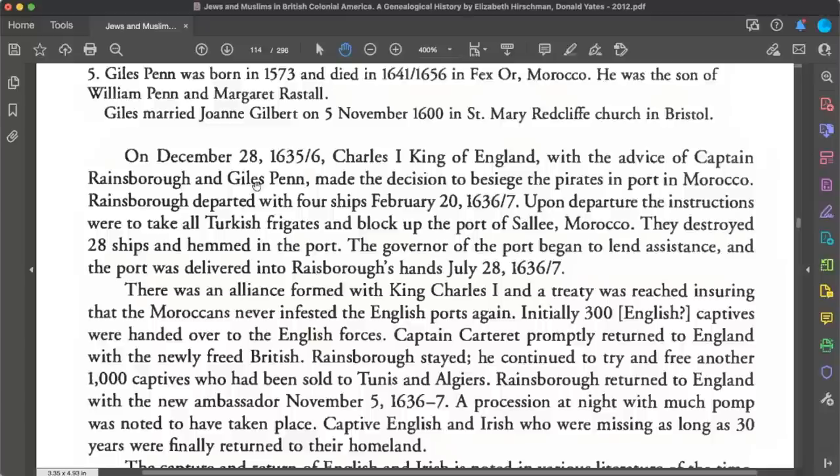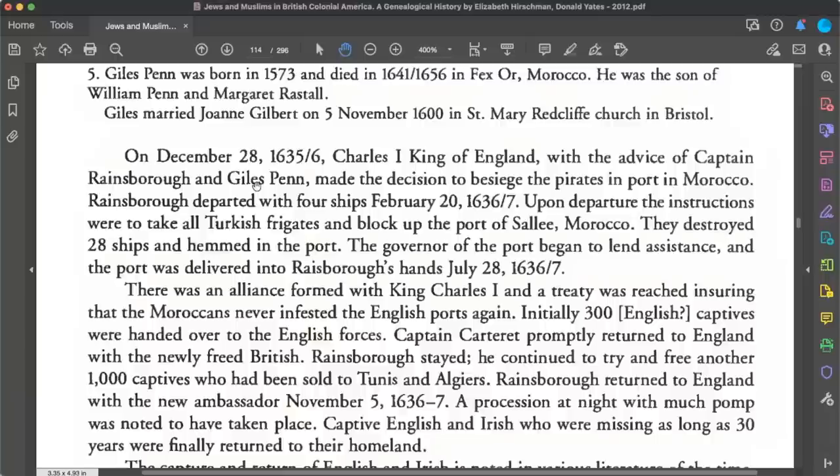Rainsboro State, he continued to try and free another 1,000 captives who had been sold to Tunis and Algiers, who... English, British, right? British people being sold to where? Tunis and Algiers, North Africa. Who are these so-called British people being sold over there?